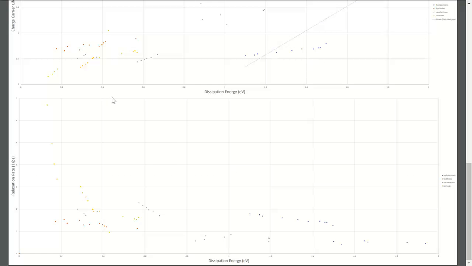And then, man, those do not show up very well. In addition, basically I have the same plot. This is exactly the same plot as I put right before the conclusions. This is just the relaxation rates instead of the charge carrier lifetime. So they're reciprocals of each other.